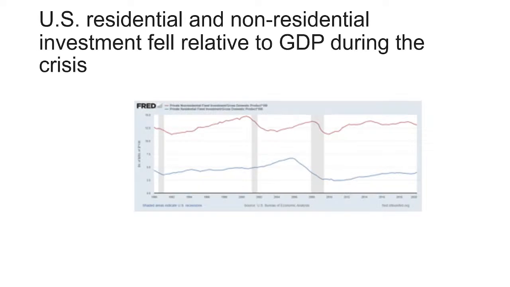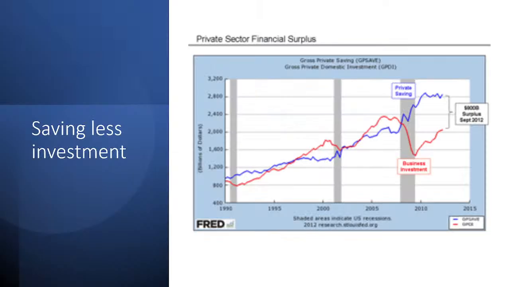So this is the US residential and non-residential investment relative to GDP. Here you see there's a huge decline. Residential investment dropped massively in that period. Nobody wanted to buy houses anymore. And here you see the private sector financial suffers a massive decline. There was a huge decline in business investment.